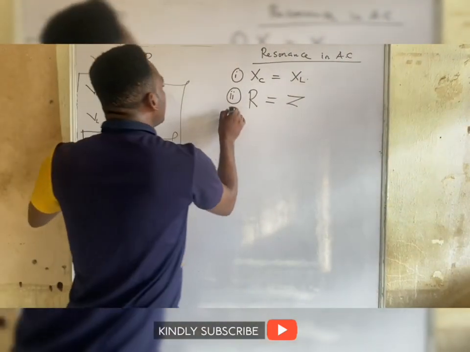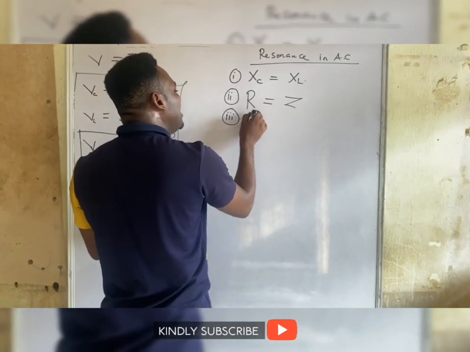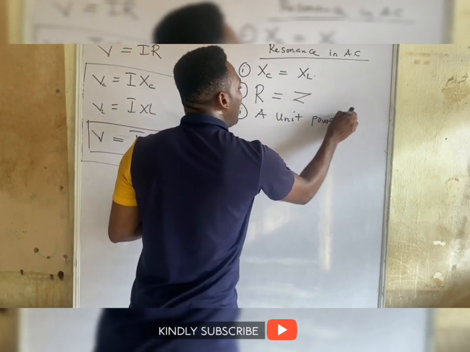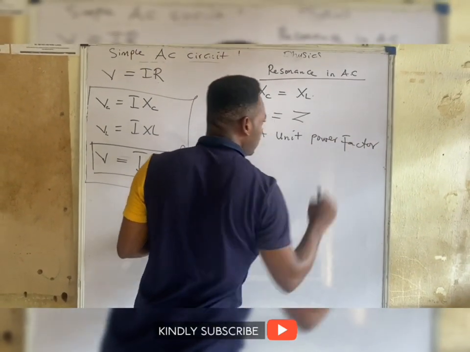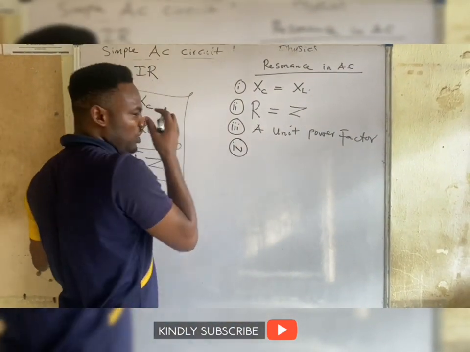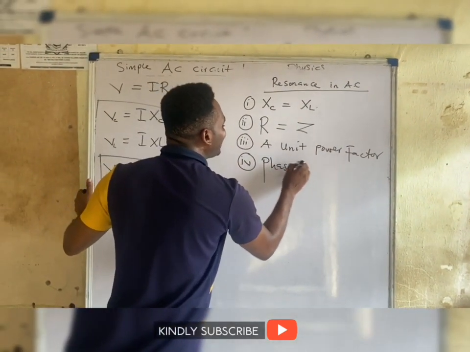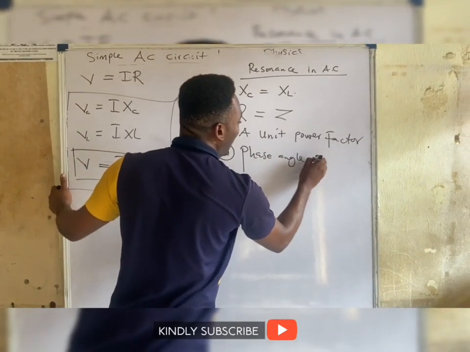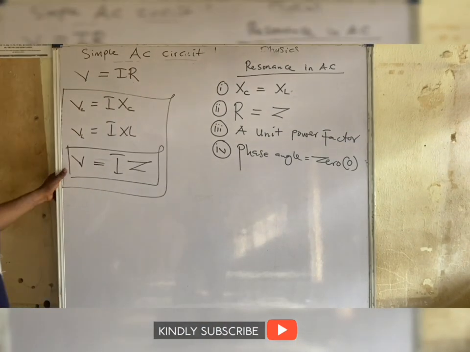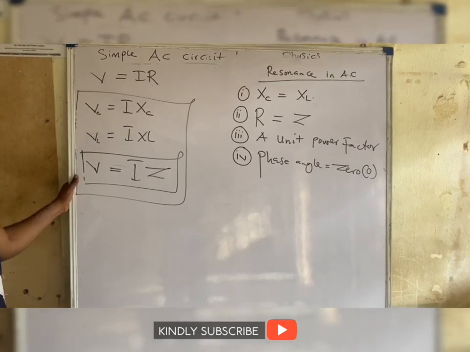Then again, condition number three: our circuit will have a unit power factor. A unit power factor. Alright? Number four condition for resonance to occur: the phase angle will be equal to what now? Zero. The phase angle will be zero for resonance to occur in AC.